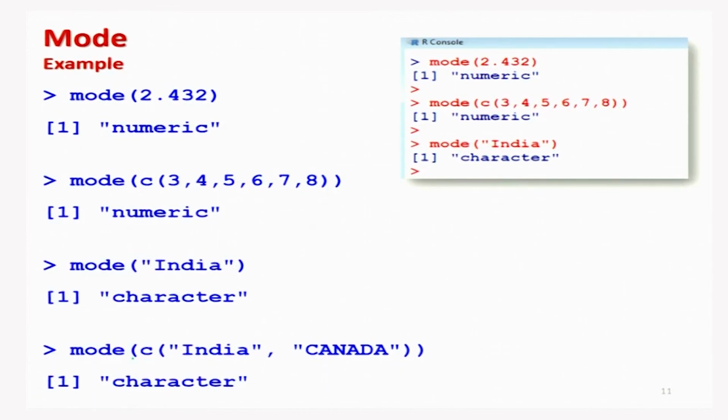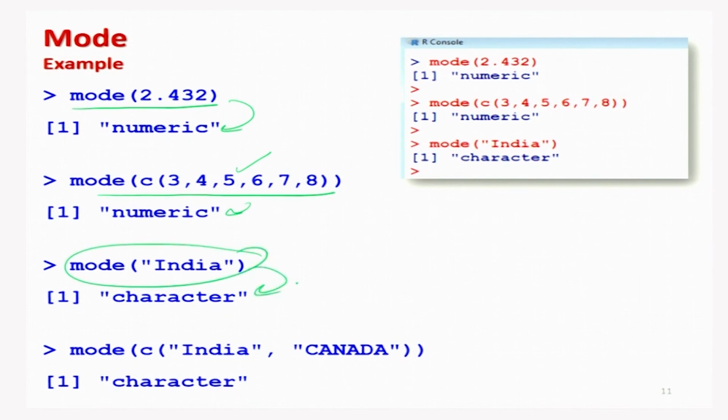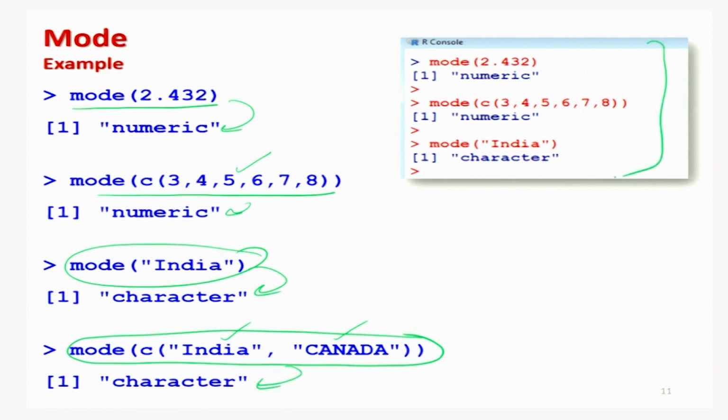So, just for the sake of example I try to show you here that if you try to find the mode of 2.432, this will come out to be numeric. In case you try to take the mode of a data vector consisting of only the numerical values 3, 4, 5, 6, 7, 8, then it is numeric. And if you try to take some character like India, then its mode comes out to be character, and if you take a data vector of character strings, say two strings India and Canada, and find its mode, this comes out as character, right, and this is the screenshot.